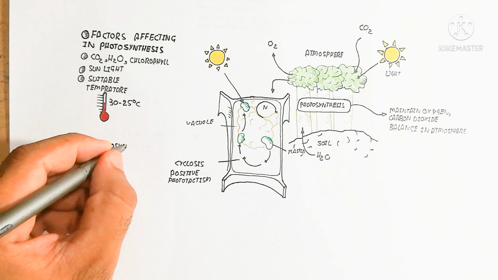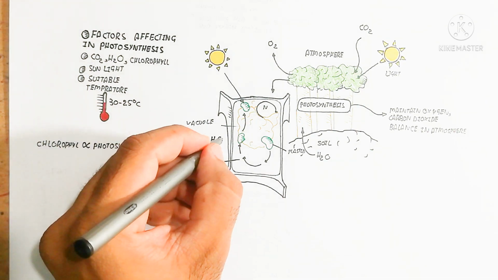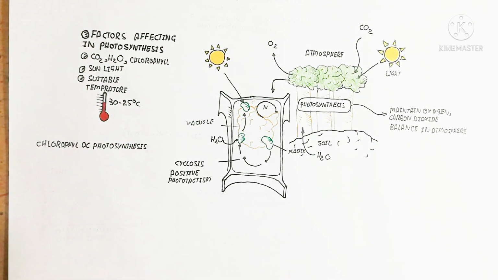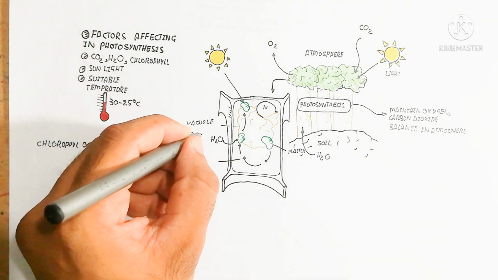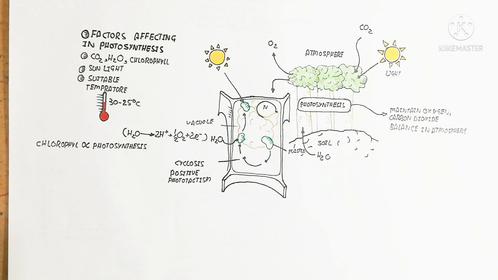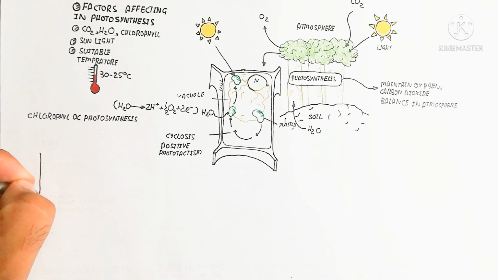So here is the cyclosis, you should understand that. That is basically the positive phototactic movement. The chlorophyll is directly proportional to photosynthesis. If more chlorophyll is present in the plant, it means the photosynthesis is more.